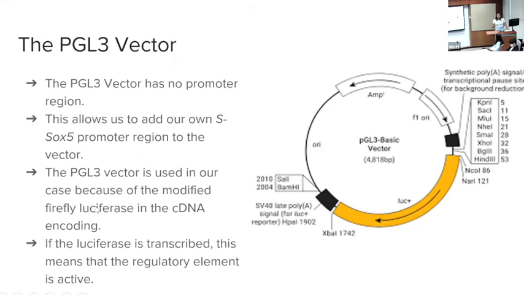So the PGL3 vector, why did we subclone this promoter region in the PGL3 vector? The PGL3 vector has no promoter region. This allows us to add our own S-SOX5 promoter region to the vector. The PGL3 vector is used in our case because of the modified firefly luciferase cDNA encoding. If the luciferase is transcribed, this means that the regulatory element is active. And this is where the luciferase is. So it will light up in a luciferase assay system.